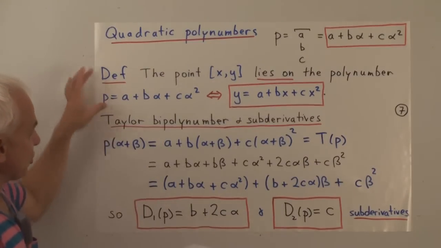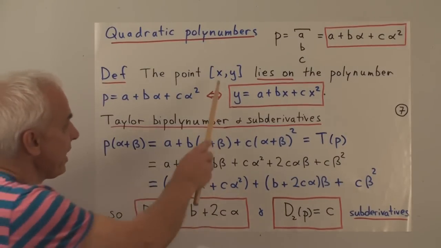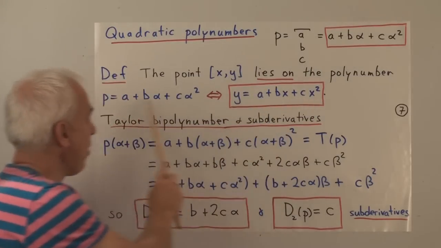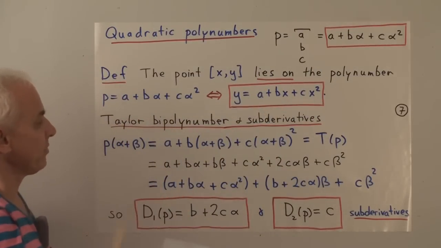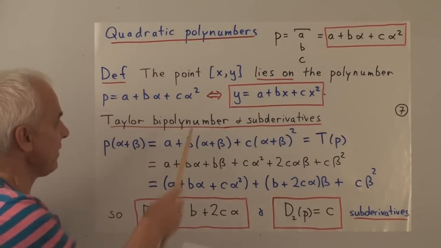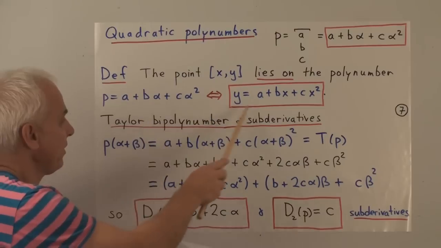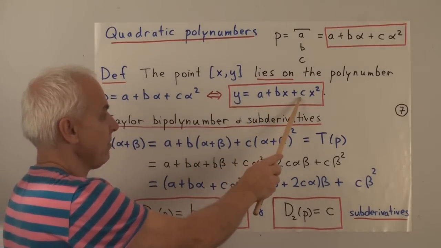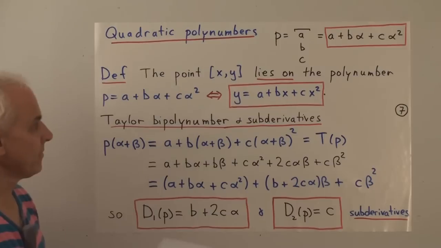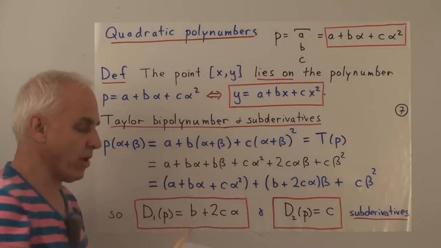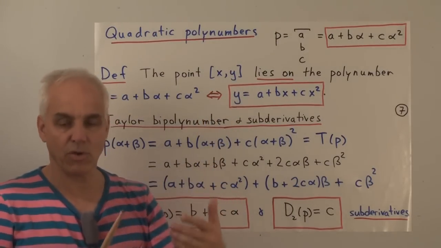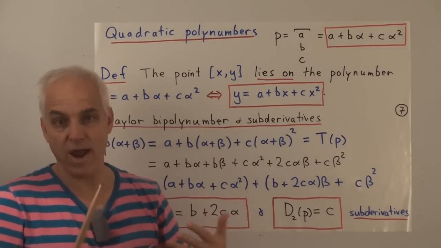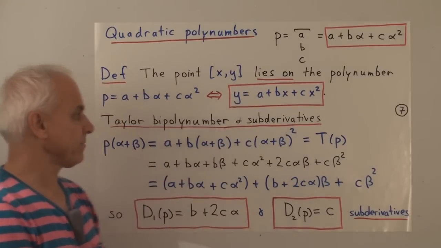And we'll make the same definition that we did for lines. We'll say that the point (x, y) lies on the polynumber p precisely when, if you plug in x for alpha, you get y. So y is equal to a plus bx plus cx squared. So these are just exactly the points that we actually plot when we're drawing a diagram or a graph of the polynumber.